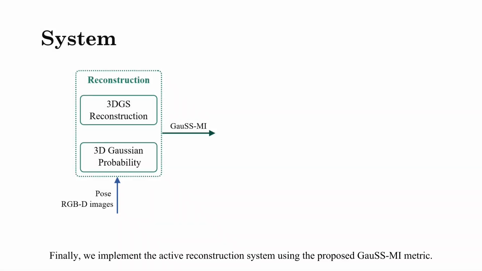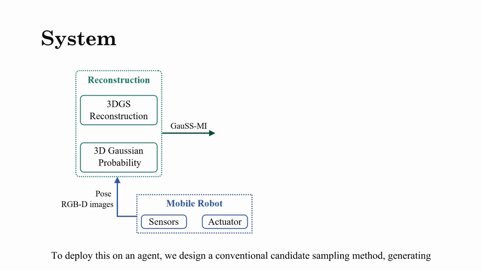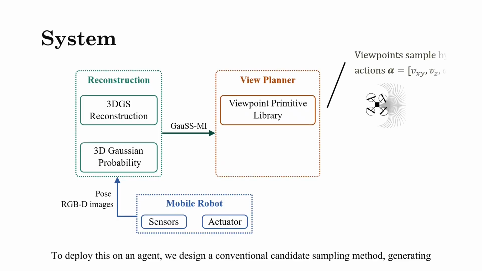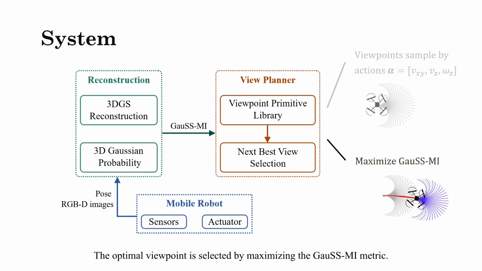Finally, we implement the active reconstruction system using the proposed GauSS-MI metric. The system leverages an online 3D Gaussian splatting reconstruction map, incorporating the Gaussian probabilities. To deploy this on an agent, we design a conventional candidate sampling method, generating viewpoints based on horizontal and vertical linear velocities and angular velocity in yaw. The optimal viewpoint is selected by maximizing the GauSS-MI metric.